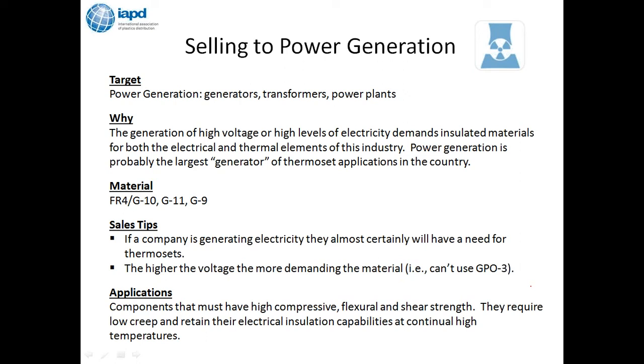And then some of your applications in that industry, components that must have high compressive, flexural, and shear strength. They require low creep and retain their electrical insulation capabilities at continual high temperatures. And again, key words there. High temperature, electricity. Those power generation, there are lots of materials in that industry.